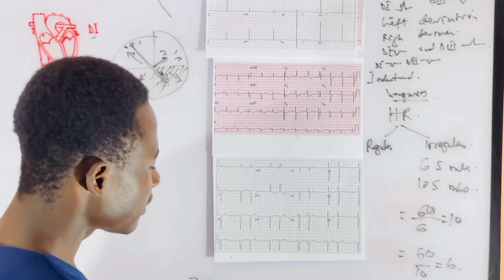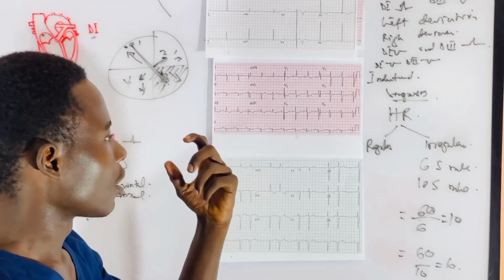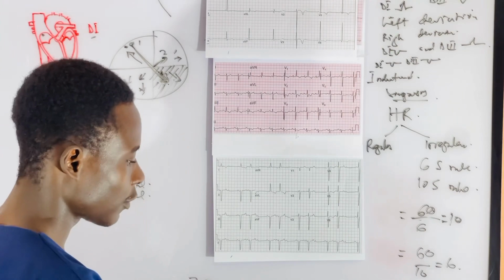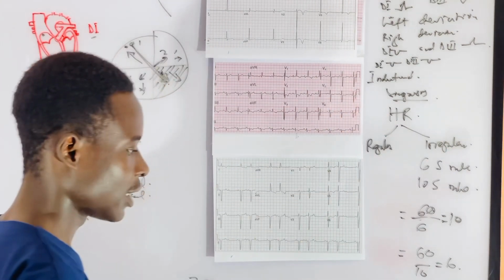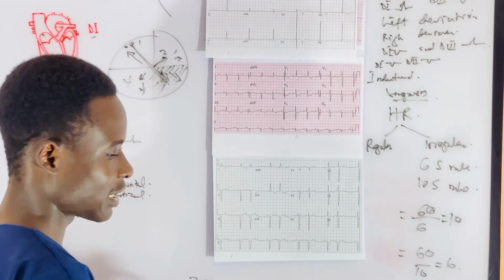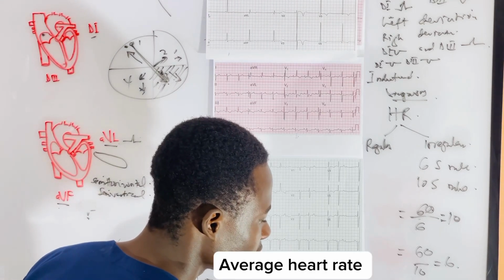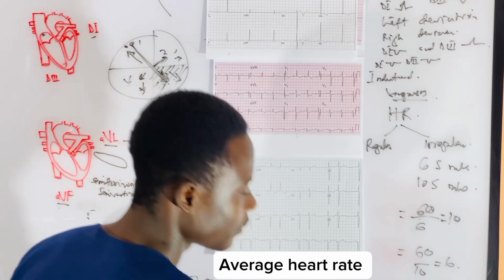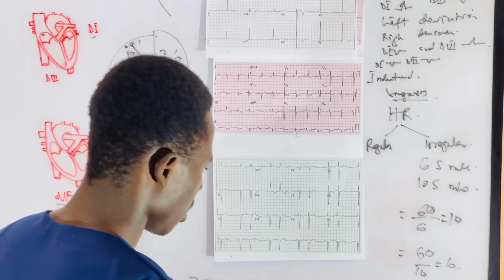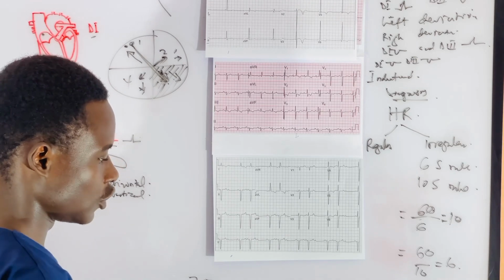You see, this formula can work on both regular and irregular rhythms. Do you understand? It won't give the exact heart rate, but it will give the mean, the average heart rate. Do you understand? So let's take an irregular rhythm and use it.